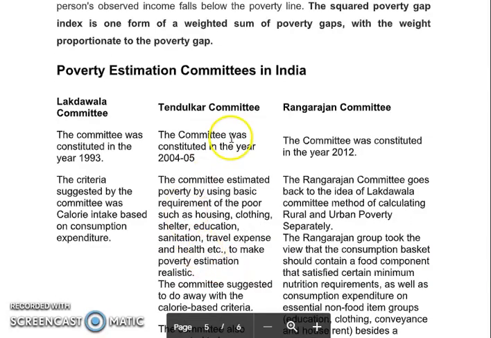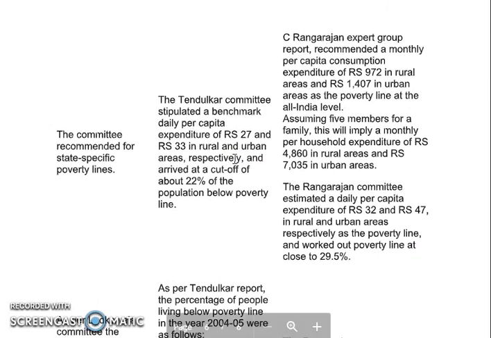It was constituted in the year 2004-5. At that period, the Tendulkar committee stipulated a benchmark daily per capita expenditure of rupees 27 and rupees 33 in rural and urban areas. That is, rupees 27 for rural areas as the daily per capita expenditure, then rupees 33 for urban area, and arrived at a cutoff of about 22% of the population below poverty line.